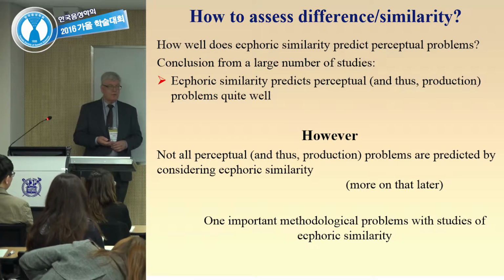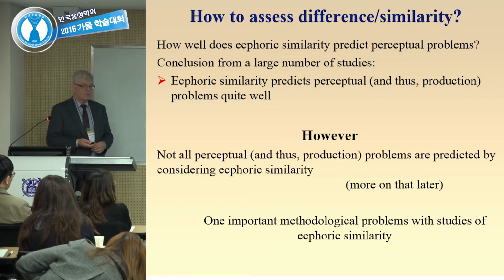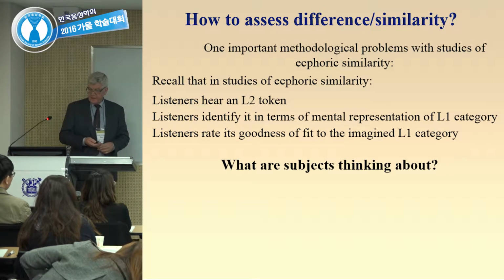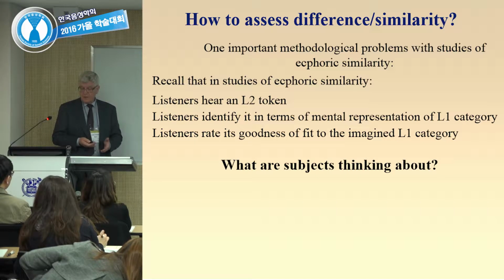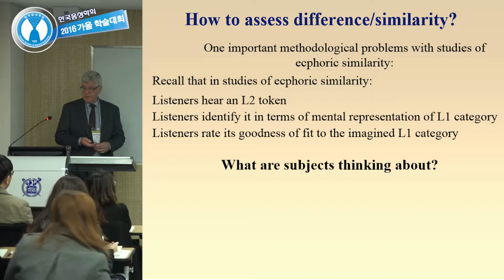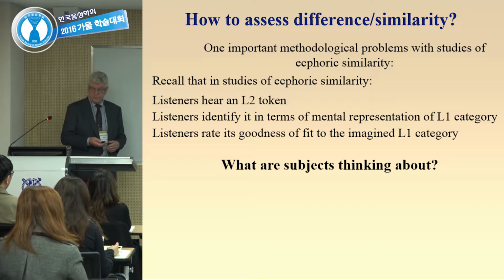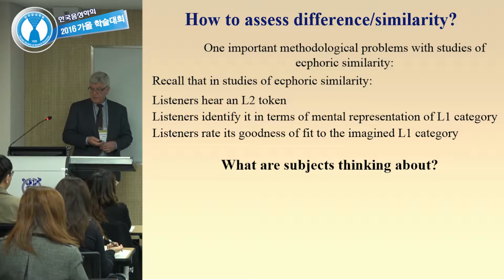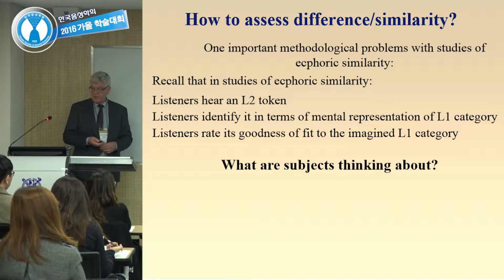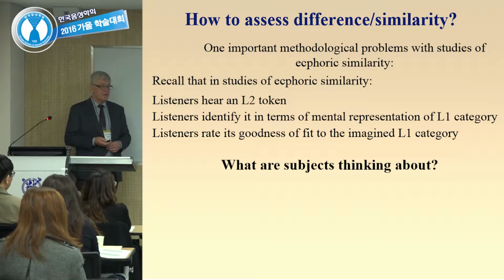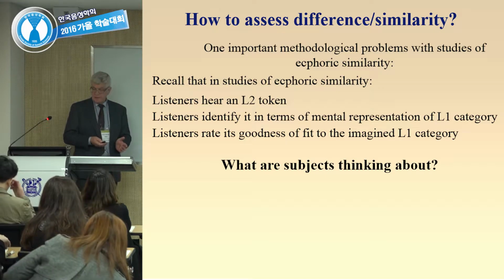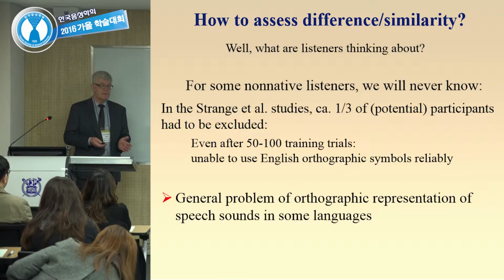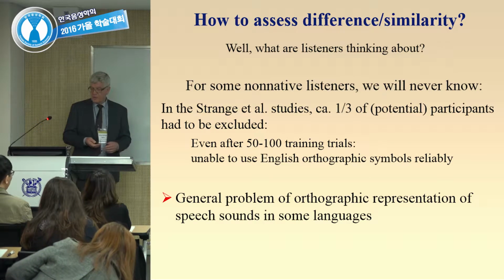And one important methodological problem with studies of phonetic similarity is that we don't really know what listeners are doing there. Listeners hear a second language token. They identify it in terms of a mental representation of the L1 category, that's called ekphory. They rate this in terms of goodness, a fit of the imagined category. So what are they thinking about? And for many of the studies that we have conducted, we had to exclude speakers. We don't know for some non-native speakers what's actually going on in their heads.